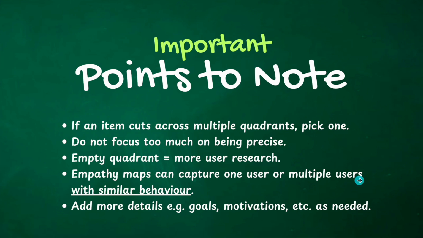The next one we have here: add more details as needed. Add more details like goals, motivations, and things like that. Once you see that there's something important that you want to place on your map, then definitely go for it. You can add them. I'll show you examples of how to do this in a bit. Let's quickly move on to the practical aspect.